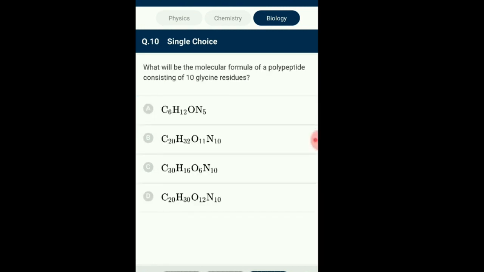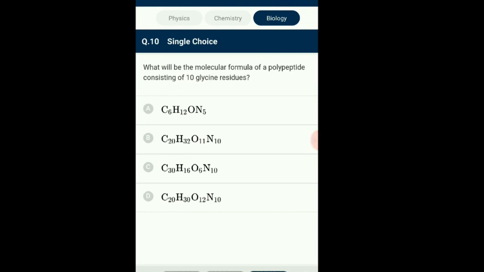Question number 10. What will be the molecular formula of a polypeptide consisting of 10 glycine residues? The structure of amino acid glycine is as given in the textbook. Thus, the molecular formula of glycine is C2H5O2N1. When 10 glycine molecules come together to form a polypeptide chain, 9 peptide bonds will be formed by the loss of 9 water molecules.